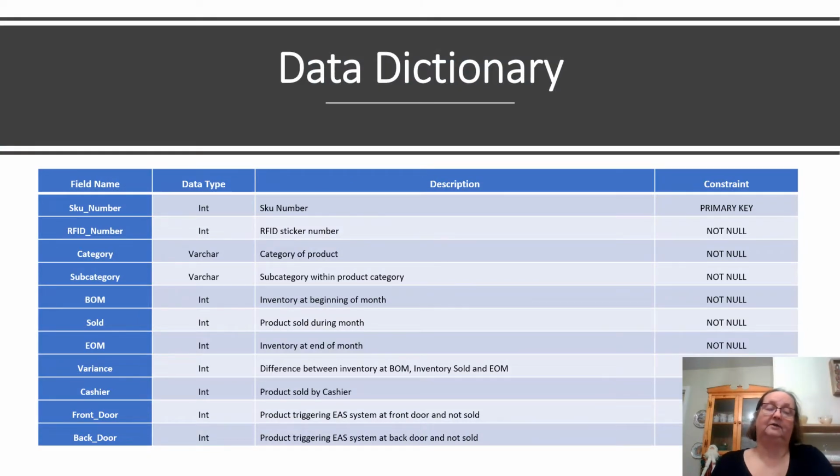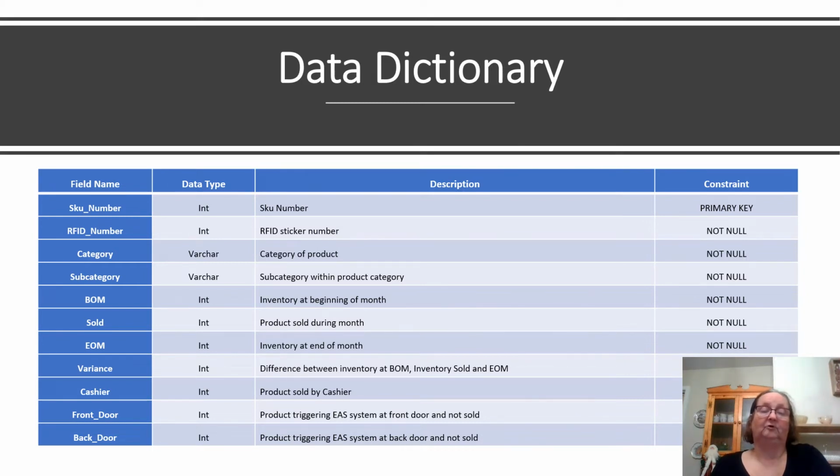The slide has the data dictionary. The data dictionary has the field names, which include the SKU, RFID number, category, subcategory, BOM, which stands for beginning of month, sold, EOM, the end of month, the variance, the cashier, the front door, and the back door. It also has the data type, which does include how the data must be presented. Is it integer, which means it has to be a number, or variable characters, which says that it can be either numbers or letters or a combination of both.